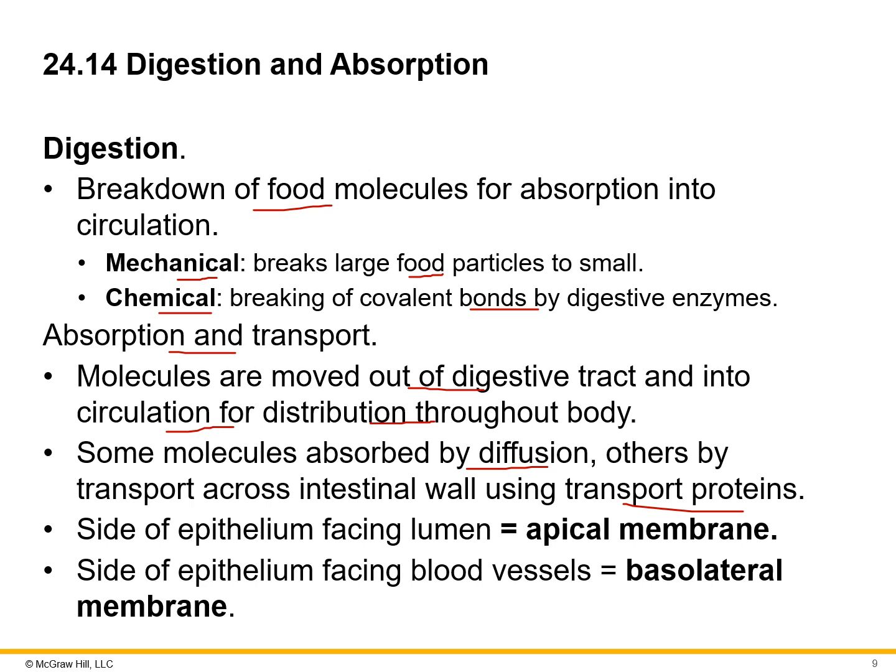So we have a couple sides here. So the side of the epithelial facing the lumen, the internal part of the digestive system, that's called the apical membrane. And then the part that faces the blood vessels is called the basolateral membrane. So apical is facing into the digestive tract, basolateral toward the blood vessel.